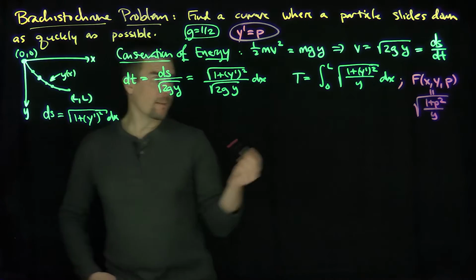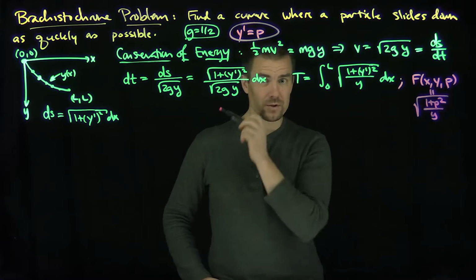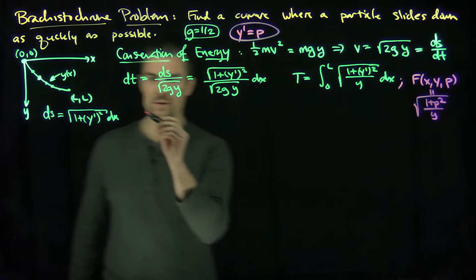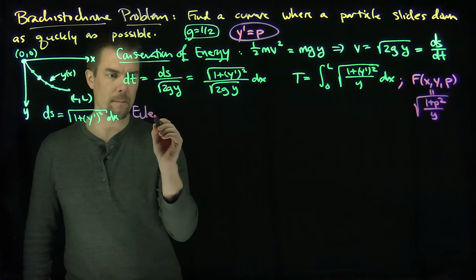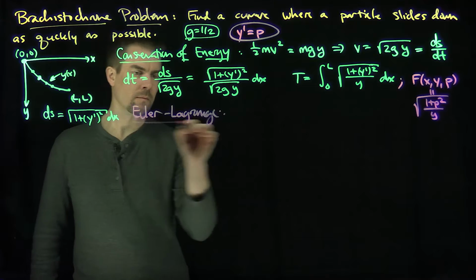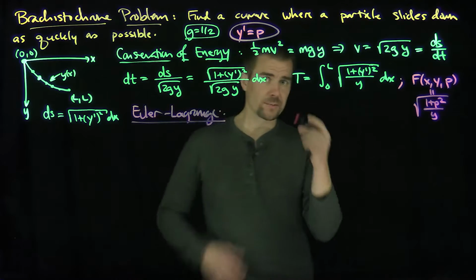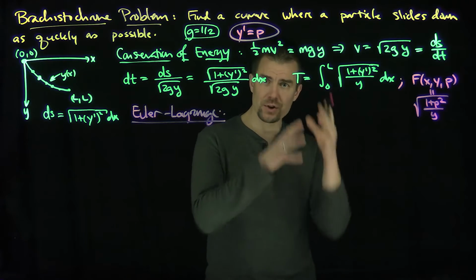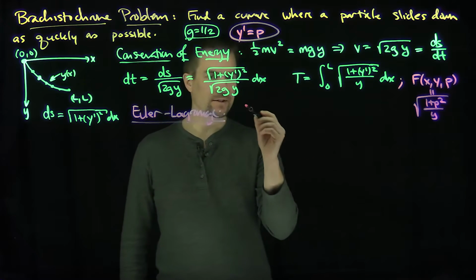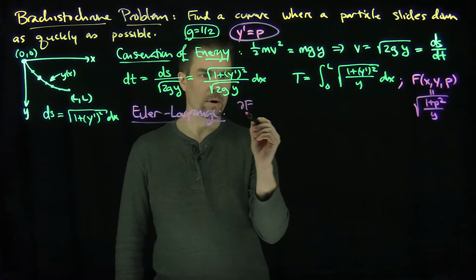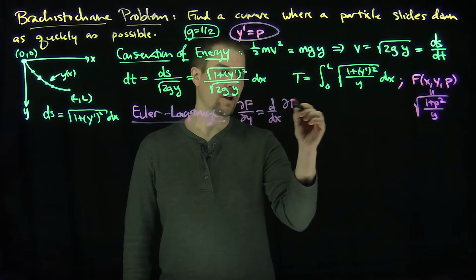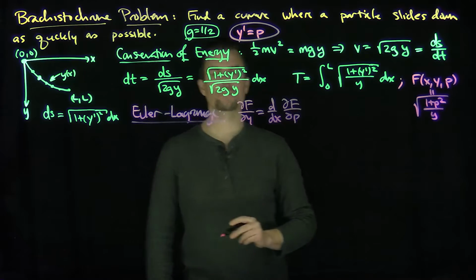Now, I'm trying to find the minimum over all such integrals, and to minimize that, we need to use the Euler-Lagrange equations. The Euler-Lagrange equations, from the calculus of variations, tell me that to minimize this integral expression, this action, f has to satisfy that partial f partial y is the x derivative of partial f partial p.